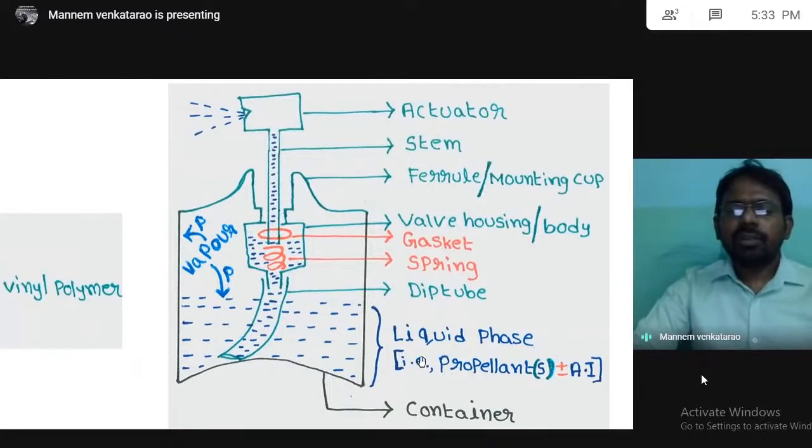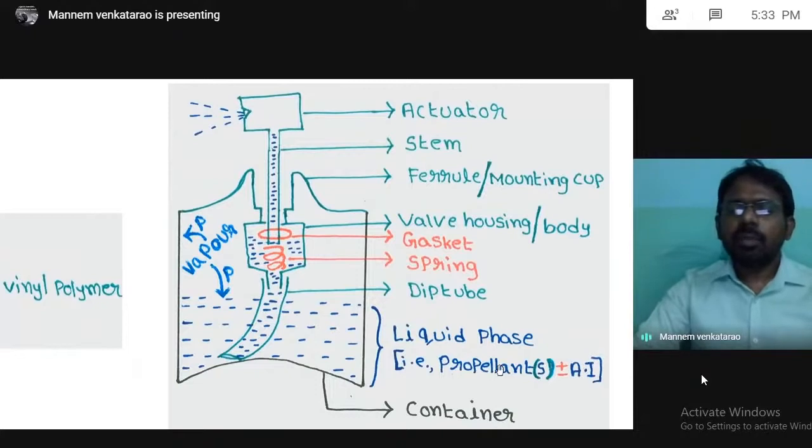What is the liquid phase? It contains propellant or propellants, because sometimes we take only one propellant, and sometimes a mixture of propellants. That's why I'm writing propellant or propellants. Plus or minus means with or without active ingredient, because in deodorants there is no active ingredient, whereas in medicated aerosol there is an active ingredient. So the container is essential, and the liquid phase is essential. Liquid phase means propellant with or without active ingredient.